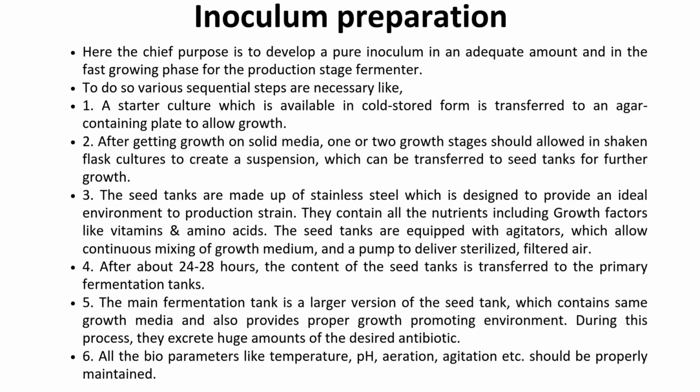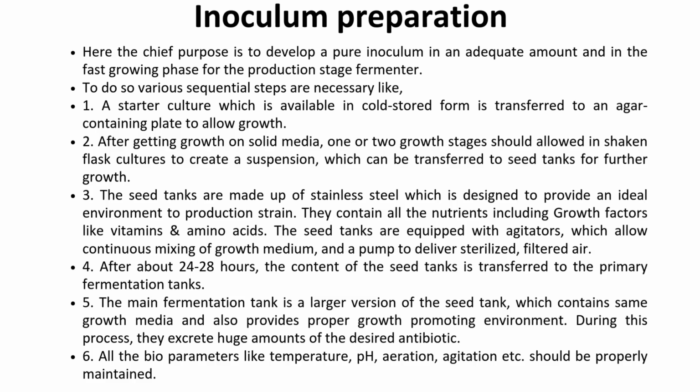After growth on solid media, one or two growth stages in shaken flask cultures create a suspension that can be transferred to seed tanks. These seed tanks are made of stainless steel and are designed to provide an ideal environment for the production strain. They contain all necessary nutrients, including growth factors like vitamins and amino acids. The seed tanks have agitators for continuous mixing and a pump to deliver sterilized, filtered air.